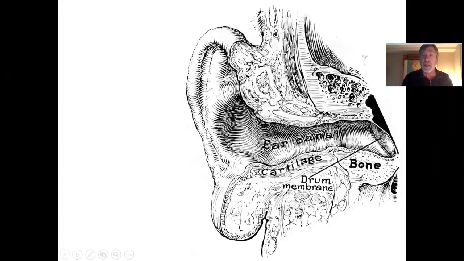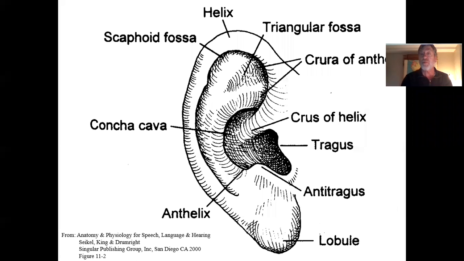Now, earwax does not originate in the bony portion of the canal. The skin here is as smooth as a baby's behind, okay? When you use Q-tips, you end up pushing the wax further in to the bony portion of the ear canal where it never formed in the first place.